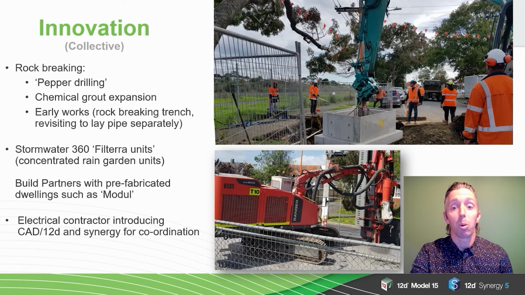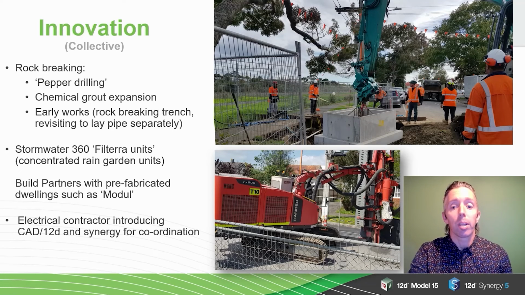The team have used what we call pepper drilling, which involves using a large drilling rig with a 20 to 30 millimeter drill that drills down to the invert or base of the trench for services. This is done at 300mm centers either side of the trench, and then a 40-ton rock breaker and digger excavates the trench. The extent of the excavation is controlled and cracks run between the holes that are drilled like perforated paper. We also trialled chemical grout expansion to pre-crack the basalt.